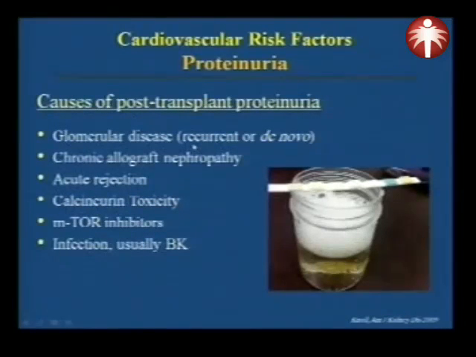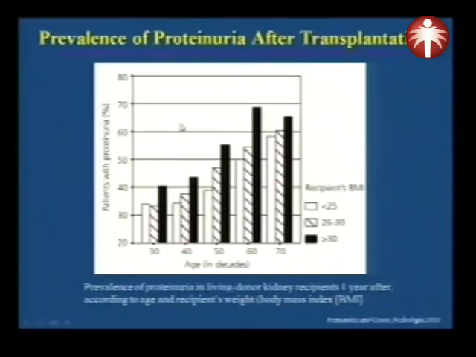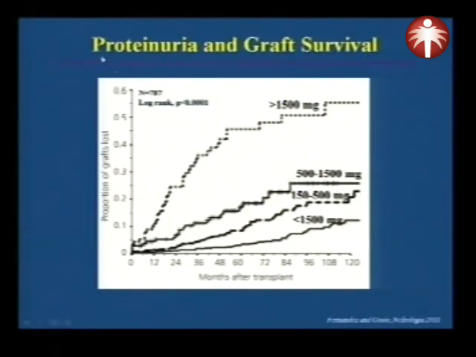And as you know, there are many causes of proteinuria after transplantation: glomerular disease, either recurrent or de novo, chronic allograft nephropathy, acute rejection, calcineurin toxicity, mTOR inhibitors, and infection. The interesting thing here is that proteinuria doesn't go only with age, but also with body weight. Here you can see the black bars representing body mass index above 30. It means that obese patients are more susceptible to proteinuria. So the things here accumulate together: you have advancing age, obesity, and proteinuria. This puts these patients at even higher risk of cardiovascular complications at transplantation.